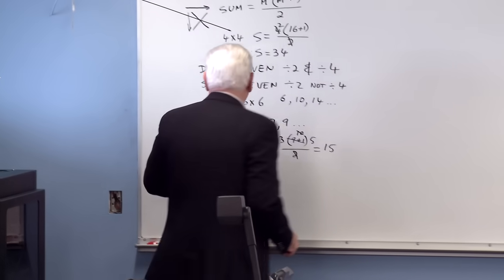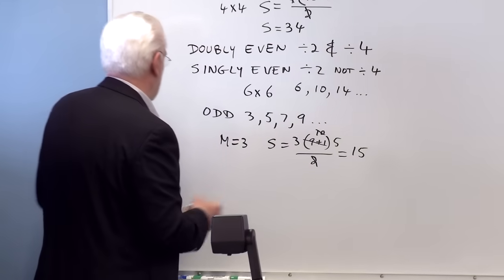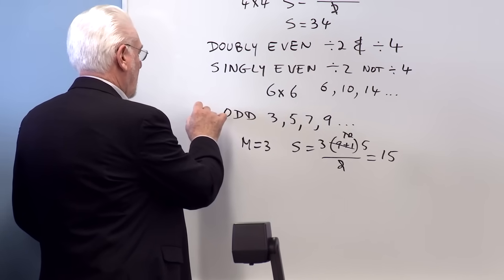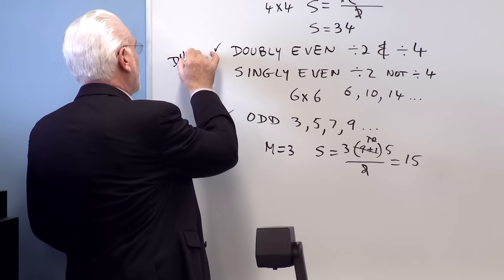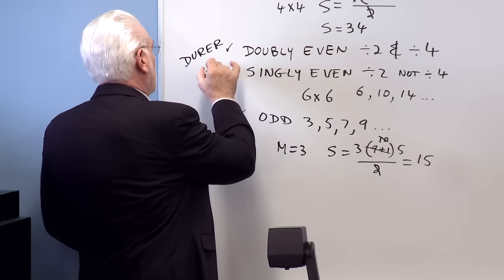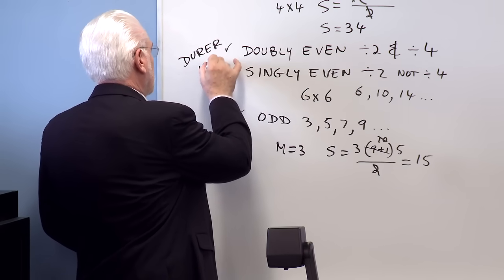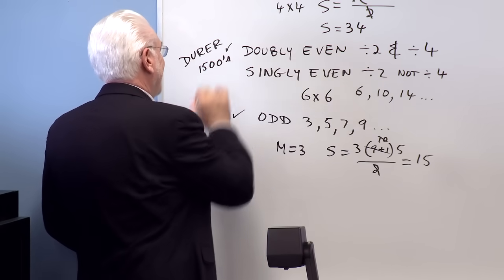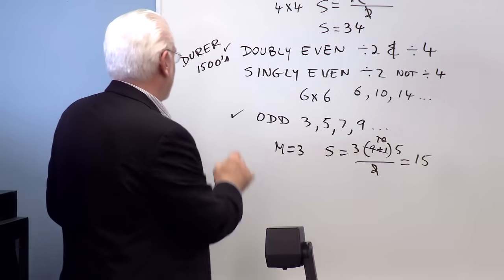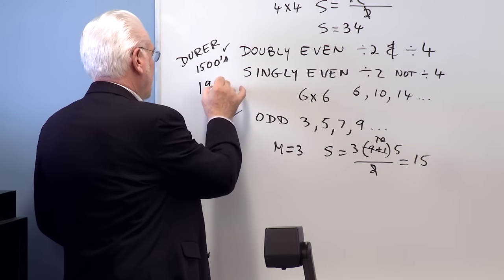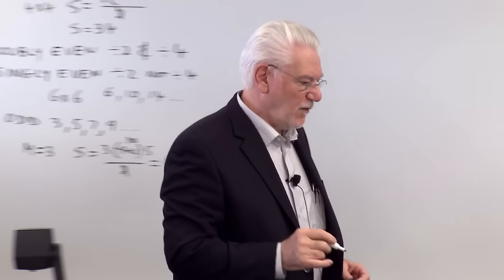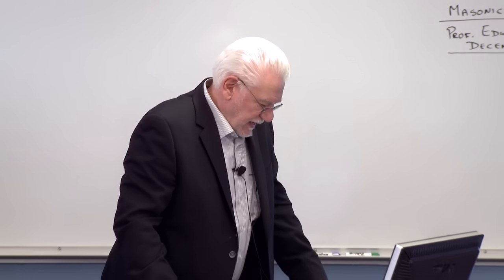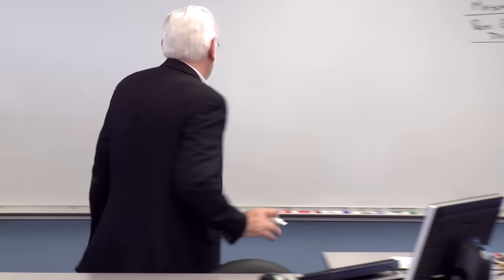Okay, I did some work on the odd magic squares, and the doubly even magic squares were figured out by Mr. Durers in the early 1500s, okay. And the singly even, about 1918, there was a gentleman in England, okay, and his name was Strachey.